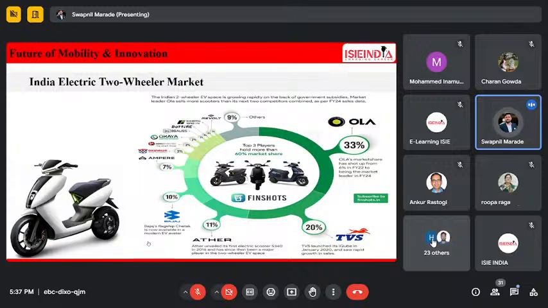The Indian two-wheeler EV space is growing rapidly on the back of government subsidies to adopt electric vehicles, right? So yeah, this is all about the future of mobility and innovations. Thank you.